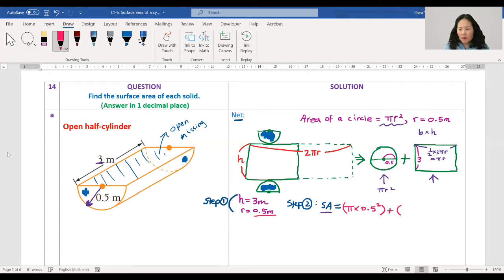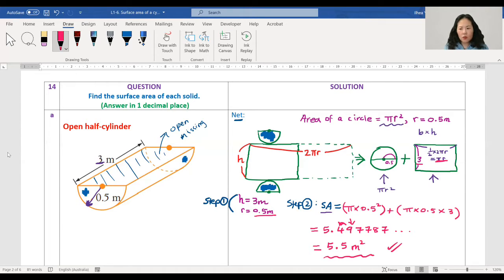plus base times height. My base is pi times r. Pi times r is 0.5 and the height is 3. I'm going to put all that in my calculator, including the brackets. You will have 5.4977787... and the question says correct to 1 decimal place. So I'm going to look at my second place, which is 9, so it's going to be rounded up by 1, so it'd be 5.5 square meters.